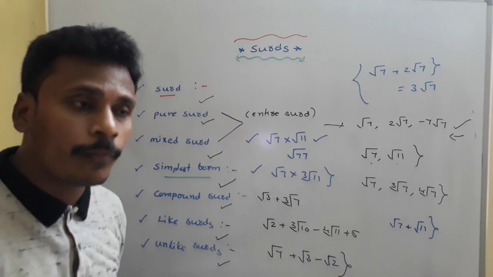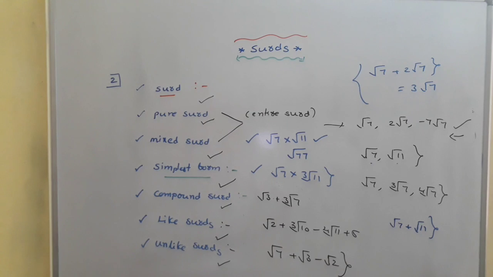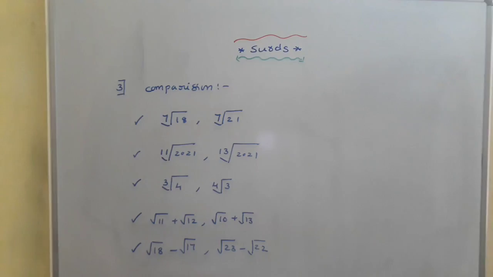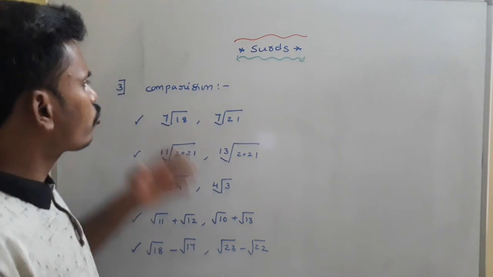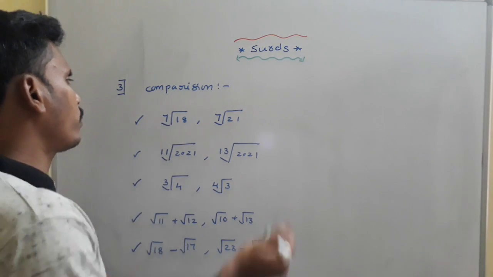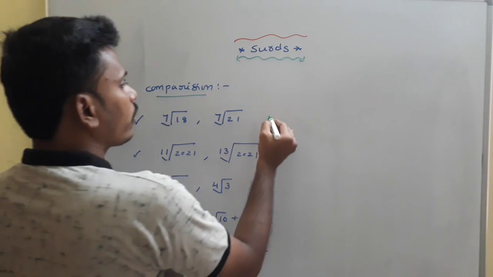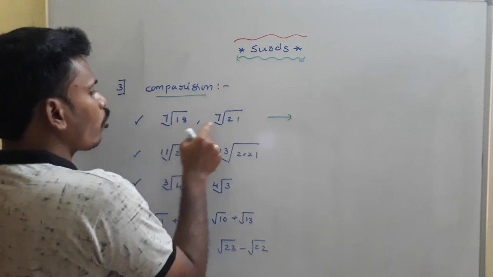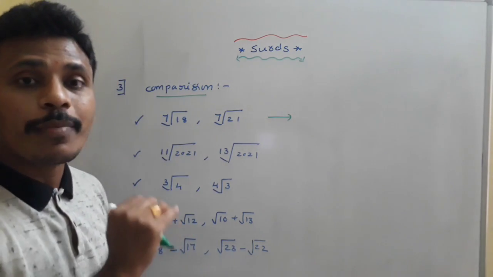And in the next point, I will mention the comparison of surds. So, comparison of surds. You just look here. I have some simple problems to explain the comparison of surds. Using this I will compare. The first one, just look here, 7th root of 18 and 7th root of 21. For these two surds, the order is the same, 7.